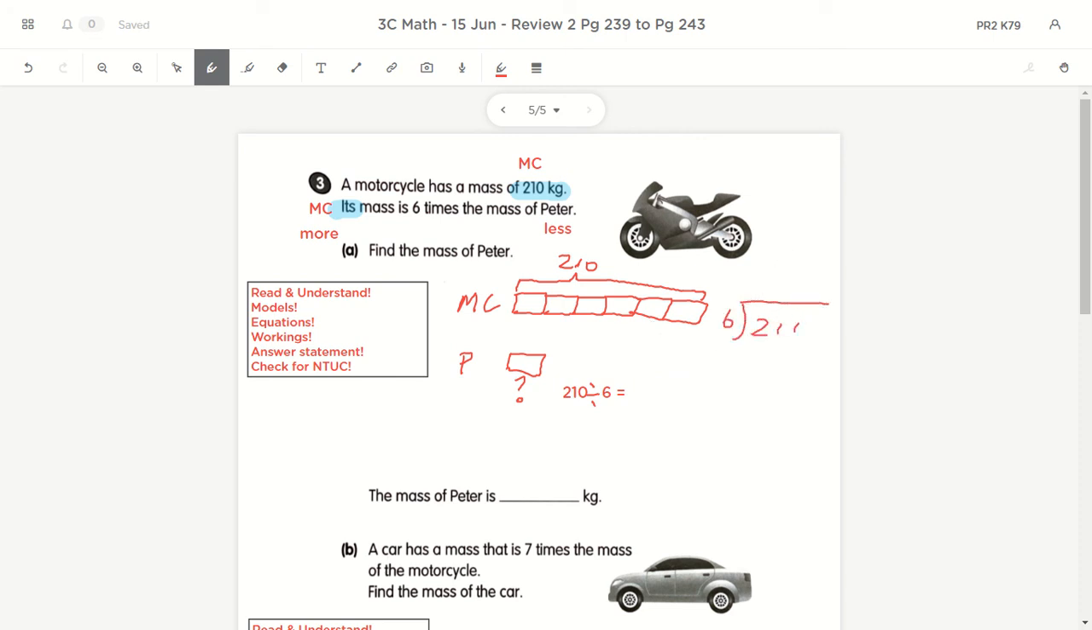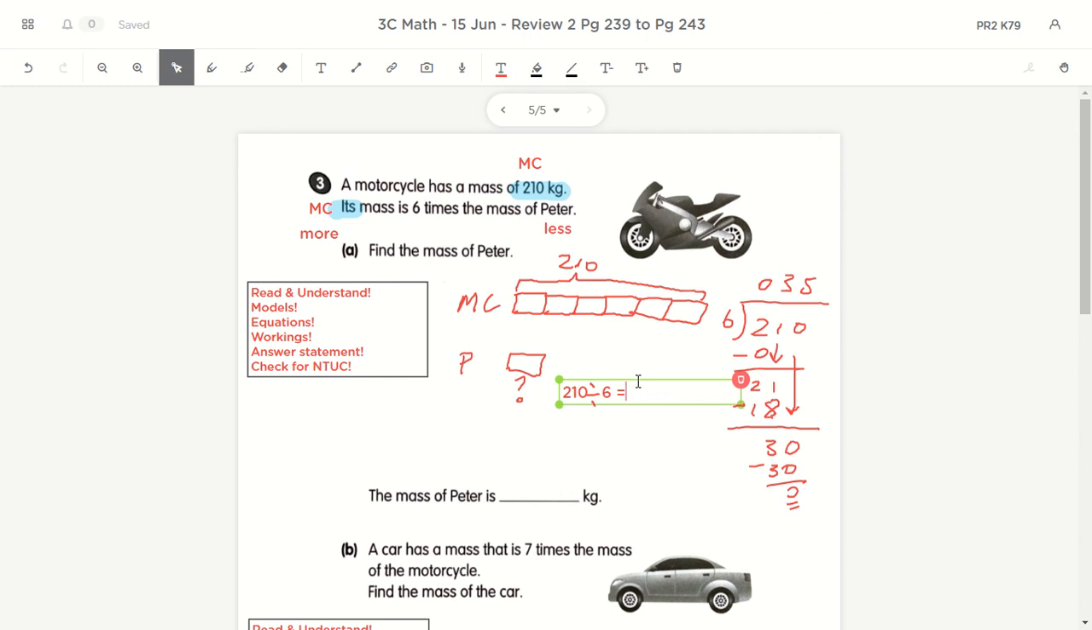6, 210. So 2 minus 0 is 2, bring down the 1, give you 21. So 6 times 3 give you the closest, which is 18. So 3, bring down the 0. 30 just nice, so 6 times 5 give you 30. Okay, so 210 divided by 6 give you 35. So quite straightforward, the mass of Peter is 35. Right, so whether to times or divide really depends on how you draw the model. You know Peter is 6 times less, you divide by 6.